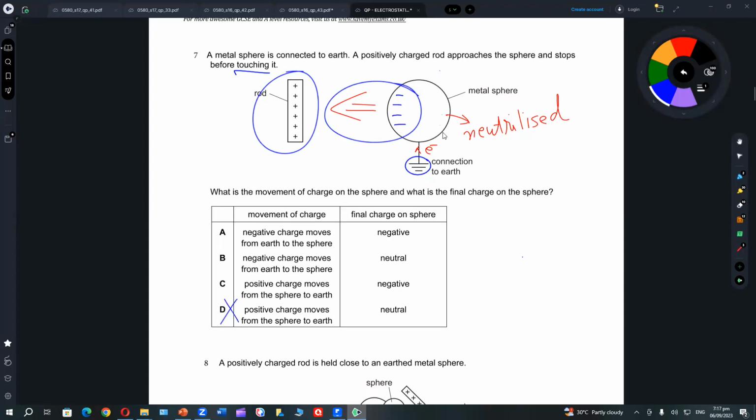No, I said D can't be the answer. Remember this concept. In solid conductors, positive charge does not move. Electrons come from the earth and the remaining charge will be negative.